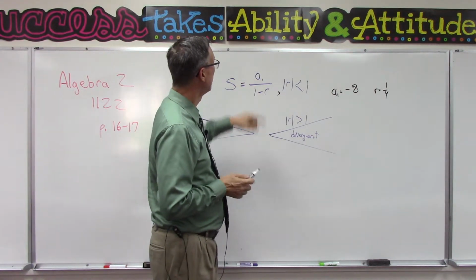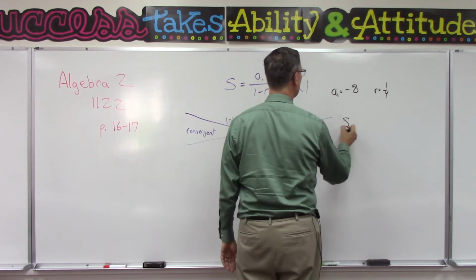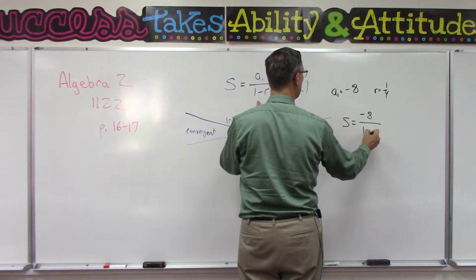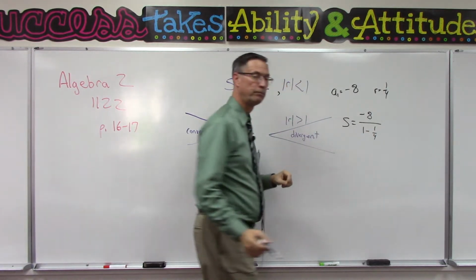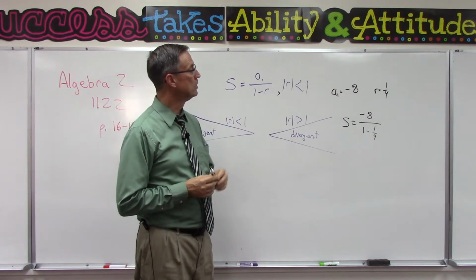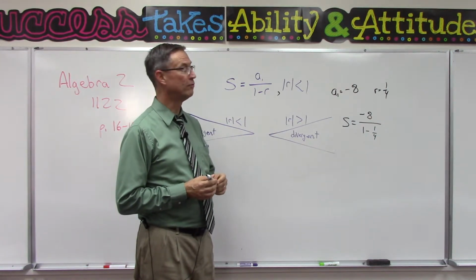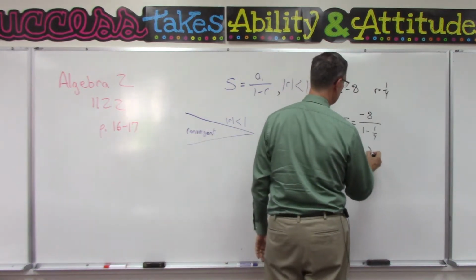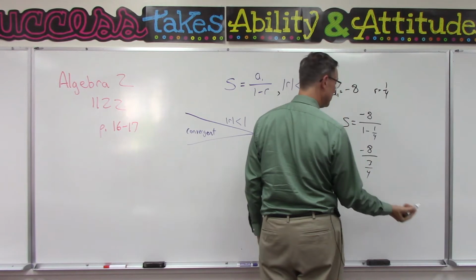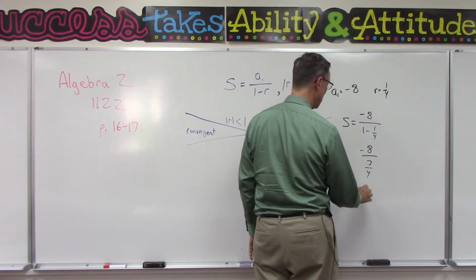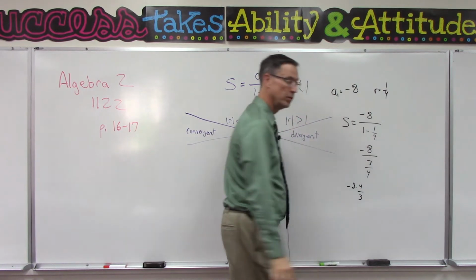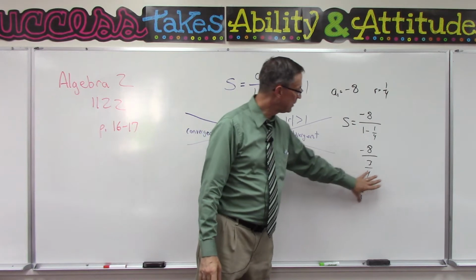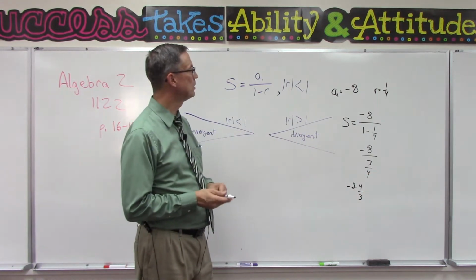Okay, let's plug into our formula here then. The sum would be equal to the negative 8 over 1 minus 1/4. Now you remember with fractions, in order to subtract, we get a common denominator, so 4/4 minus 1/4 would be 3/4. So we have negative 8 over 3/4, which means negative 8 times 4/3. And I don't need to finish that for you. You can complete that last little step, but now you see where you're headed with that.